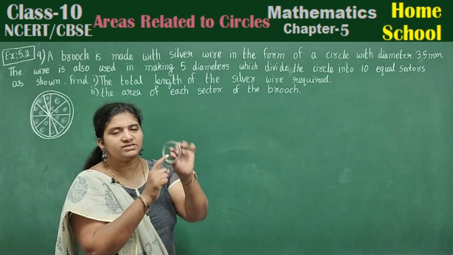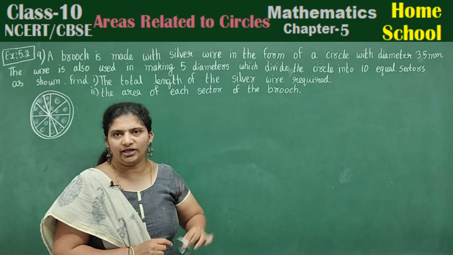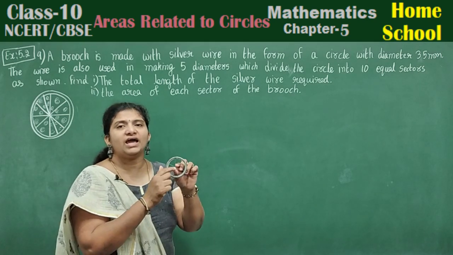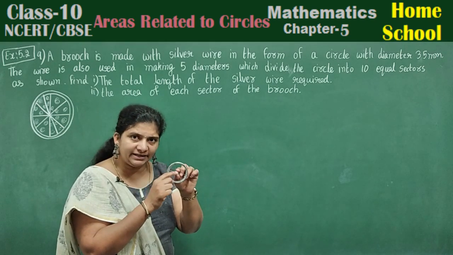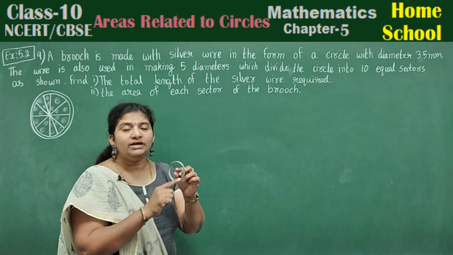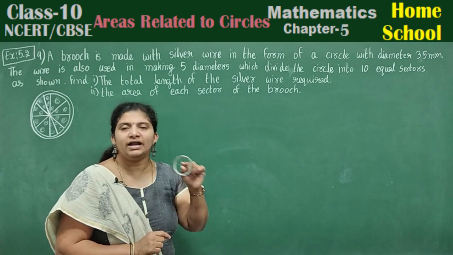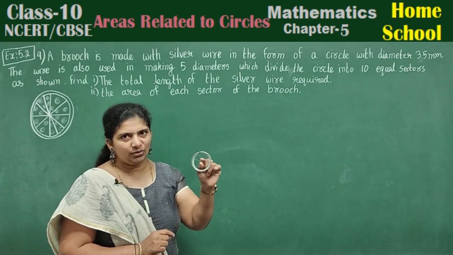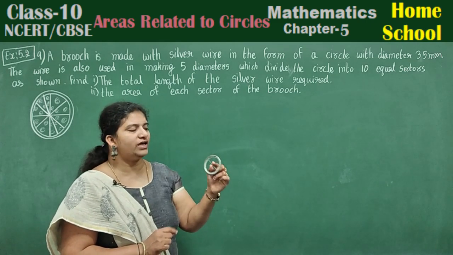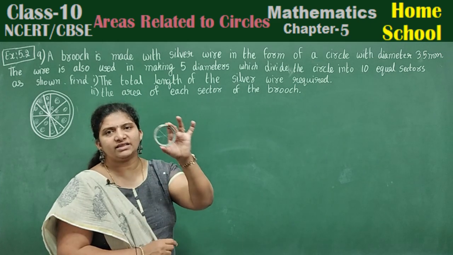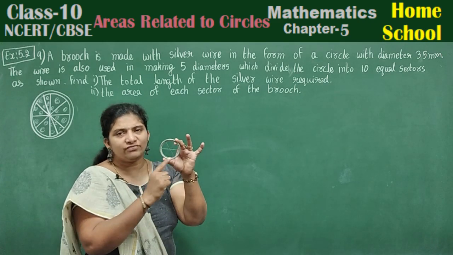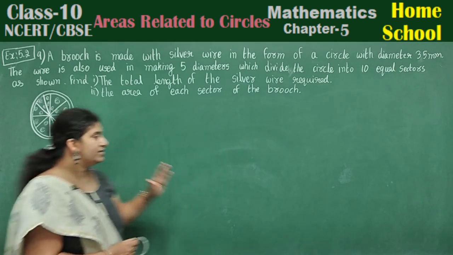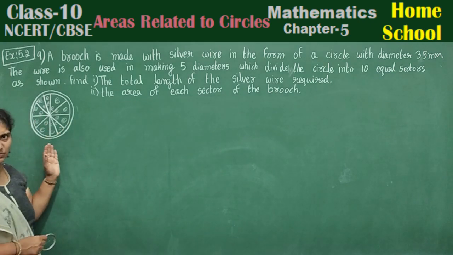These diameters intersect at a point, that is the center of the circle. The 5 diameters intersect at the center to form 10 sectors, and all the sectors are equal in area. Look here carefully, where you can see the silver wire, the circumference of a circle and 5 diameters. See the same figure, you can see this one.